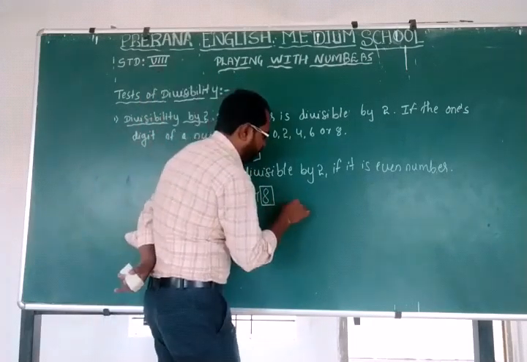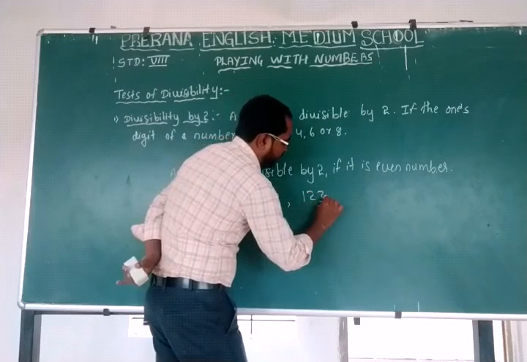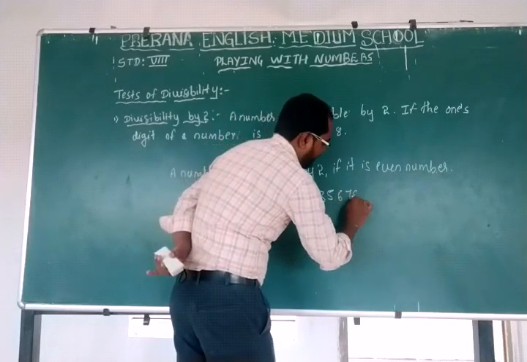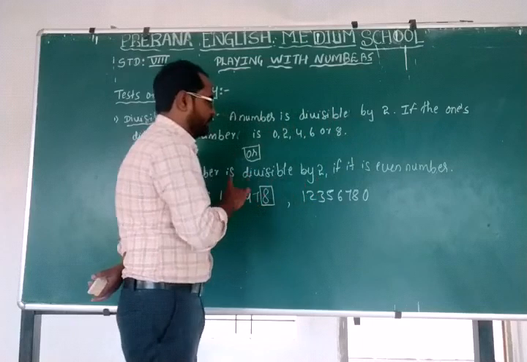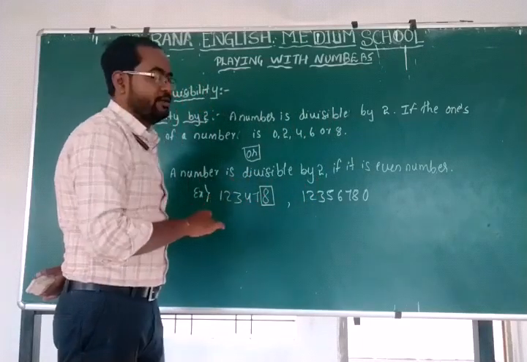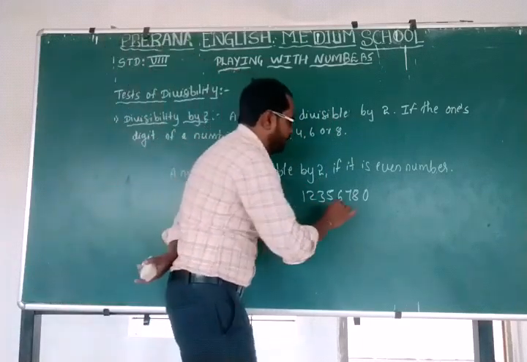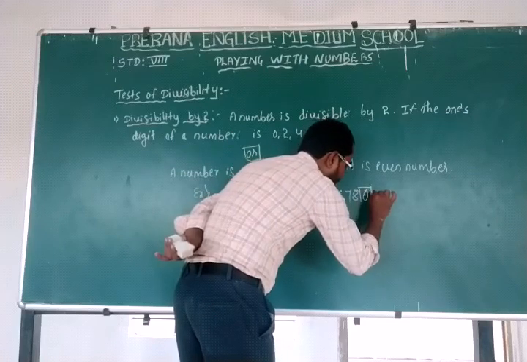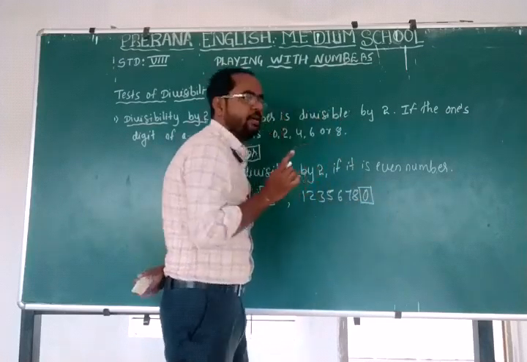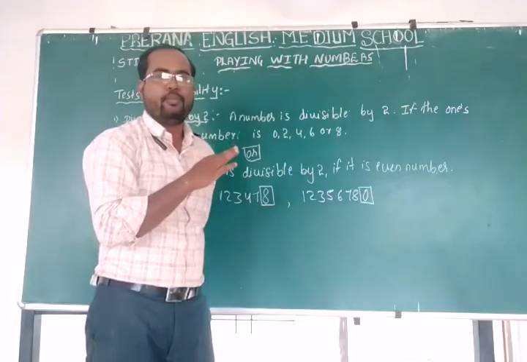Or you can take one more example. Just see it. Is that number divisible by 2? So I have to see only the units place. In the units place it is an even number. So it is divisible by 2.